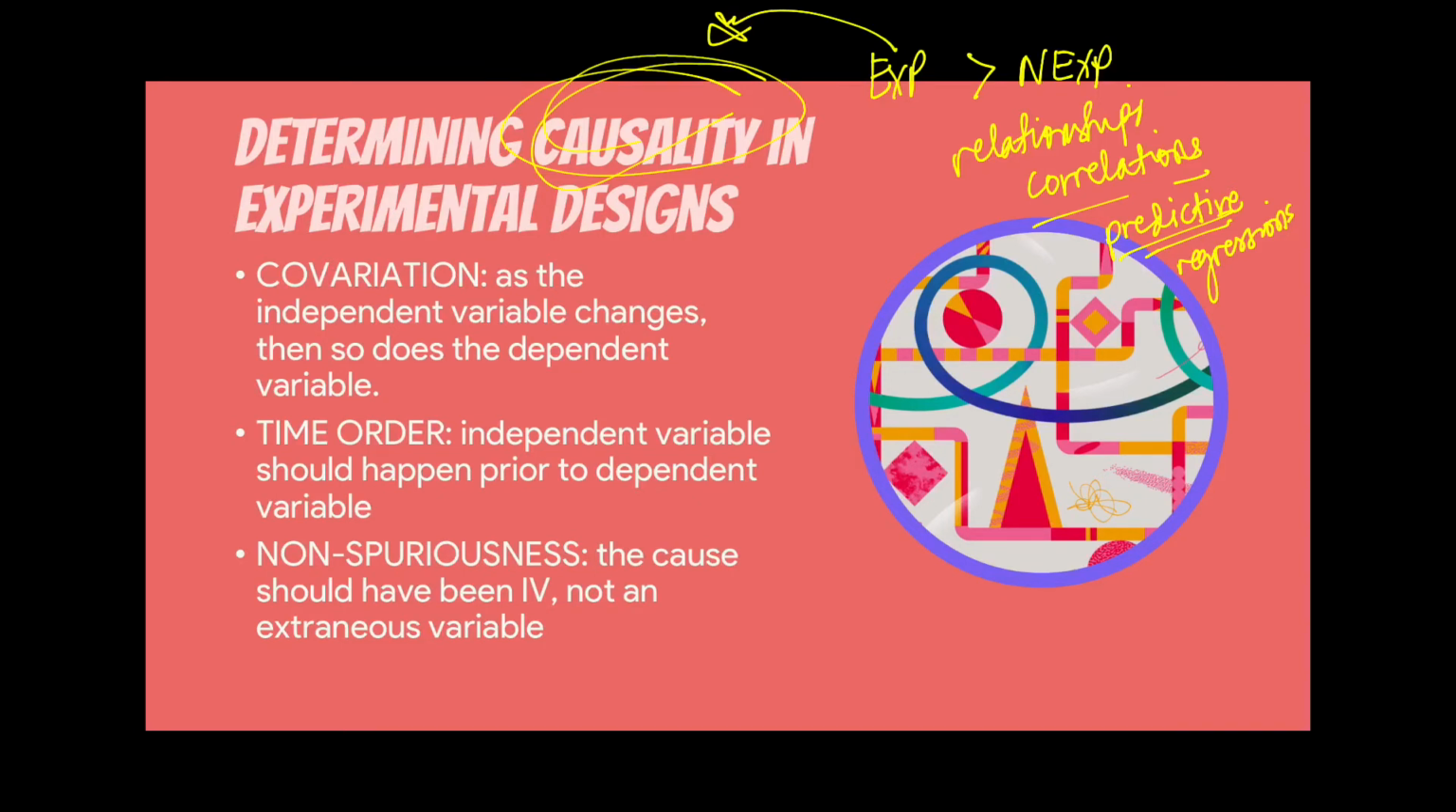So what are the requisites of causality in experimental designs? One, there should be covariation. So how do we know that A is a cause for B? One, there should be covariation.